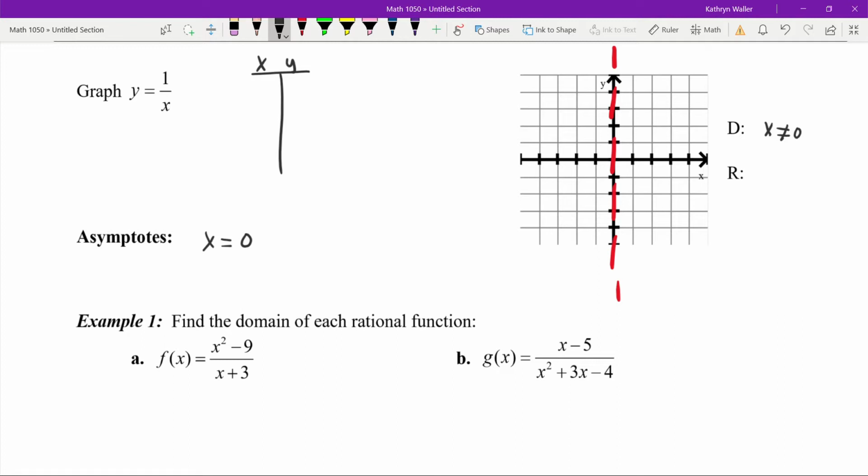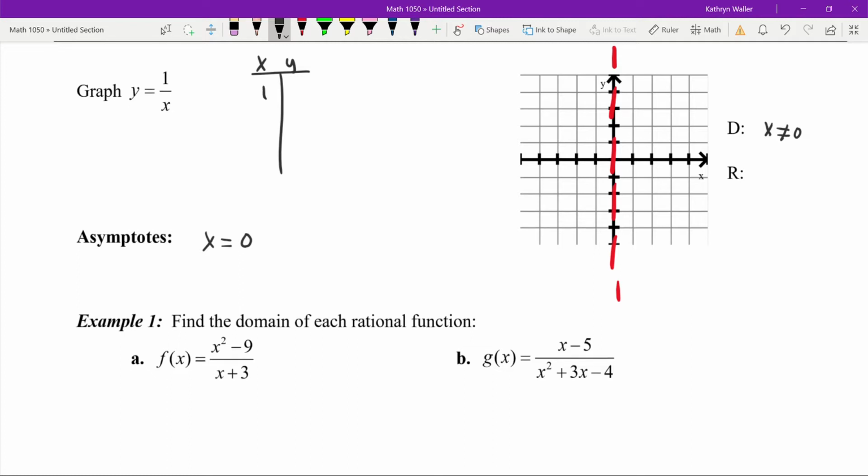Anyway, I'm going to graph this. We're going to graph this together by doing a table of values. We are not normally going to graph rational functions by using a table of values. A table of values is a very low-level way to graph something. But since we're just starting, we're just going to do this one.